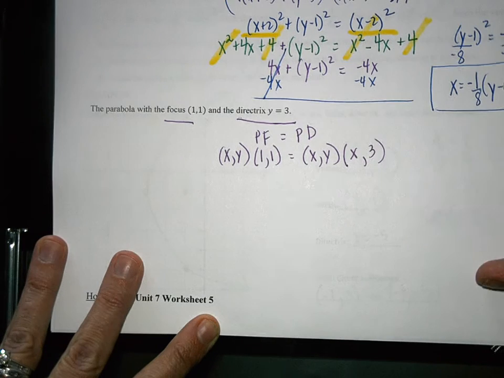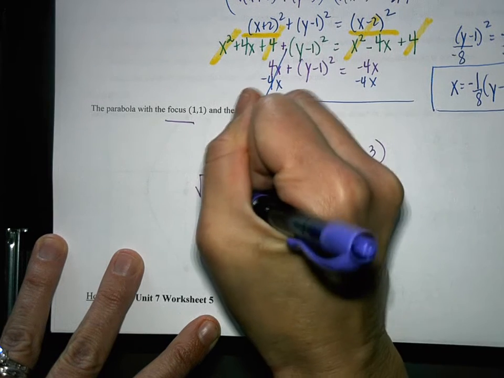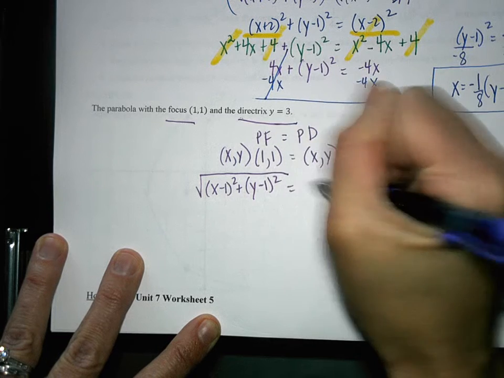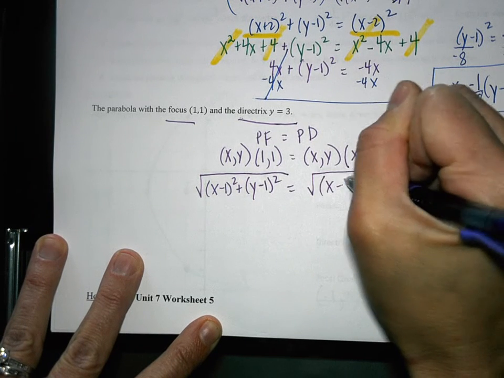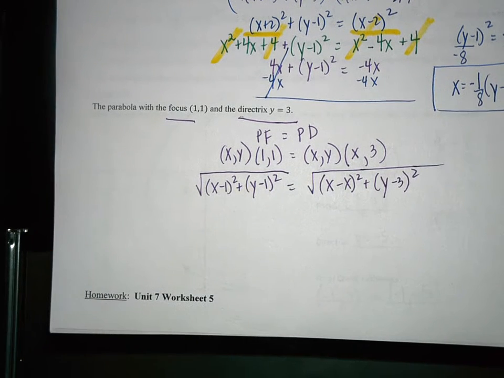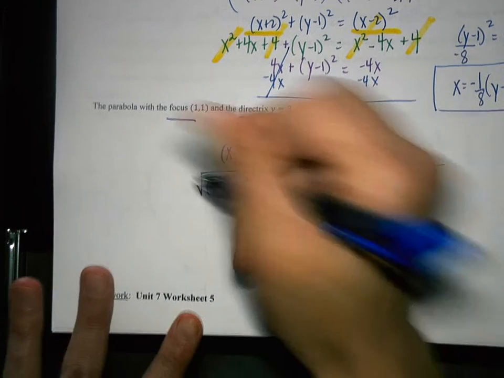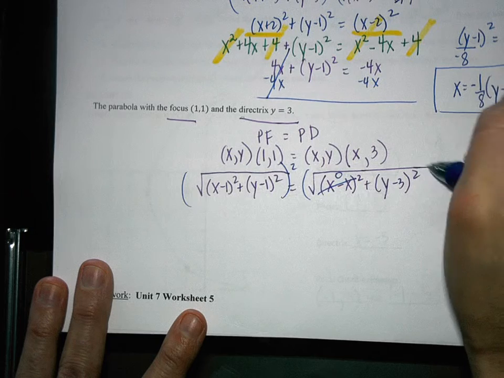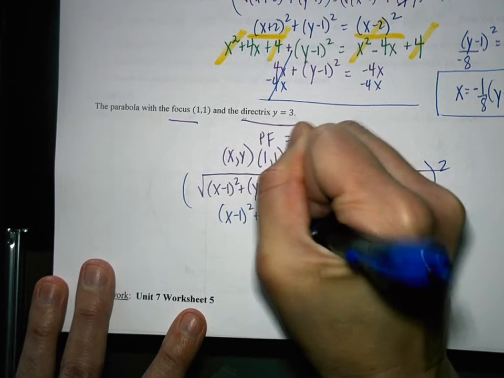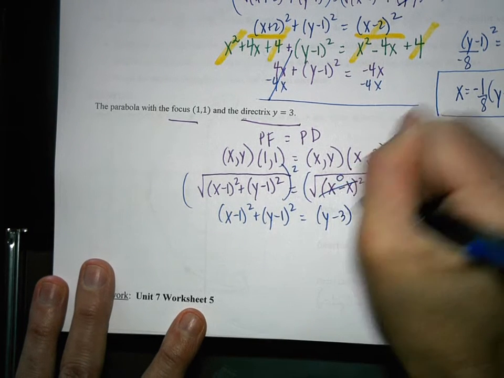We are next going to use the distance formula for each side. So I have the square root of x minus 1 squared plus y minus 1 squared equals, on the other side, the square root of x minus x squared plus y minus 3 squared. To save us some time, we're going to simplify here. We know x minus x will end up making 0. We're going to go ahead and square both sides in order to eliminate my roots. I end up with x minus 1 squared plus y minus 1 squared equals y minus 3 squared.